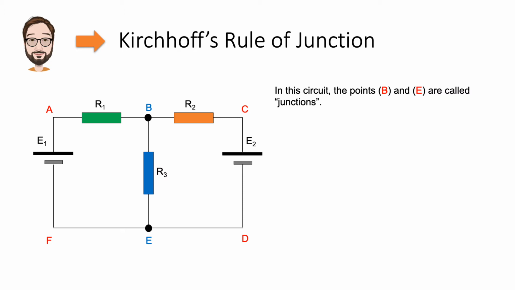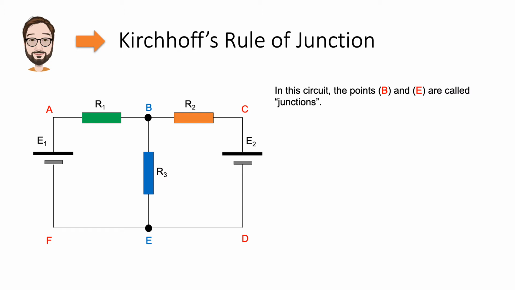And the same at point E. If the current comes from side F, once it reaches E, it can go through B or D. But such an option is not available at A or F or C or D. So when the current has more than one option to go through, we call this a junction.